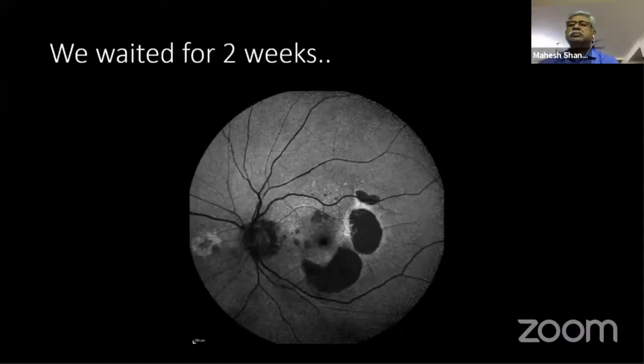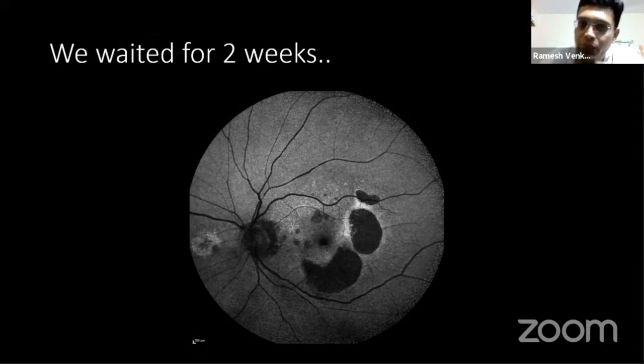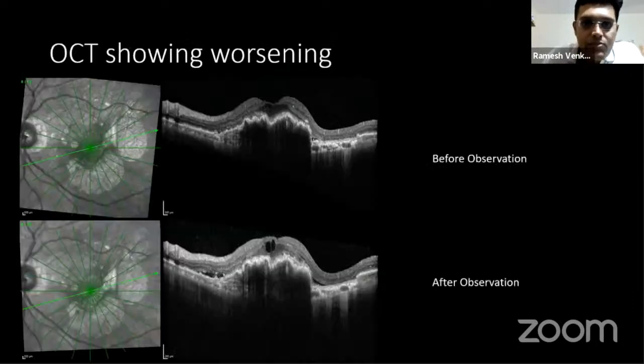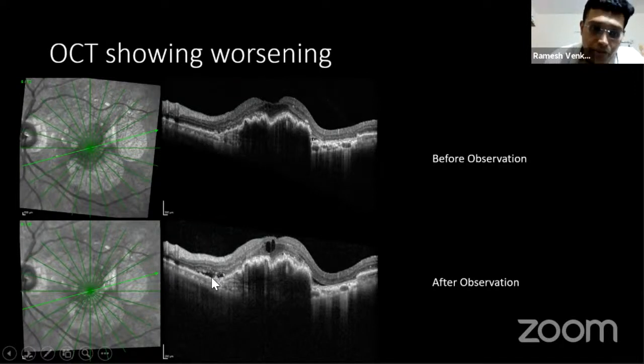Okay, so this is the autofluorescence image. What we did, like what Dhanashree ma'am said, is that we waited for 2 weeks and wanted to see what's happening, whether there is another spontaneous RP tear developing or whether it is because of the anti-VEGF process. And this is what happened after 2 weeks. So this is before the observation period, and this is after the observation period, where you could see the intraretinal fluid and the subretinal fluid accumulating.